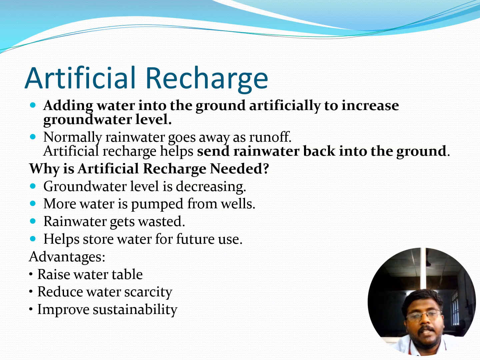Why is artificial recharge needed? When the groundwater level is decreasing, artificial recharge is used to increase the groundwater level. Automatically, more water is pumped from the well, and the groundwater decreases. Rainwater gets wasted, so the artificial recharge method is used. Groundwater is automatically injected. The main advantages of this method are raising the water table, reducing water scarcity, and improving sustainability.